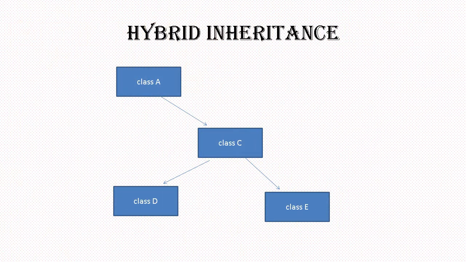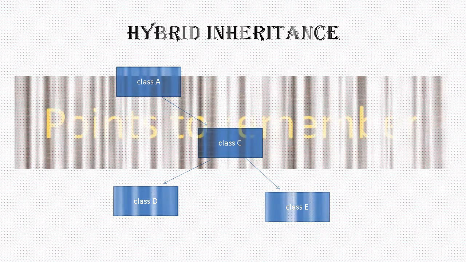Hybrid inheritance. When we mix more than one type of inheritance, then we get hybrid inheritance. You can see classes A, C, E representing multi-level, whereas classes C, D, E represent hierarchical inheritance.